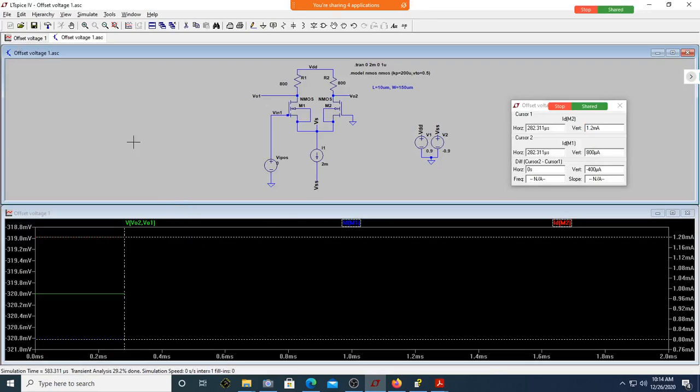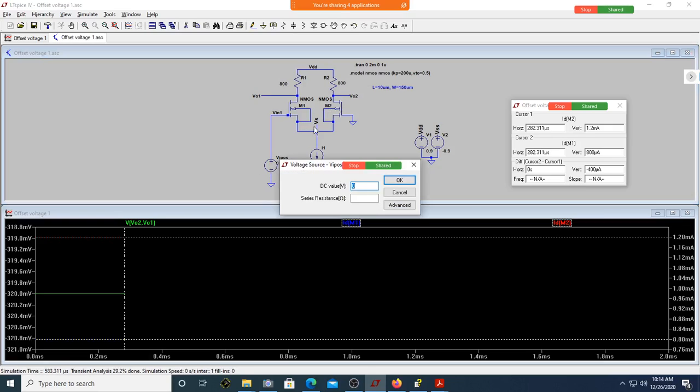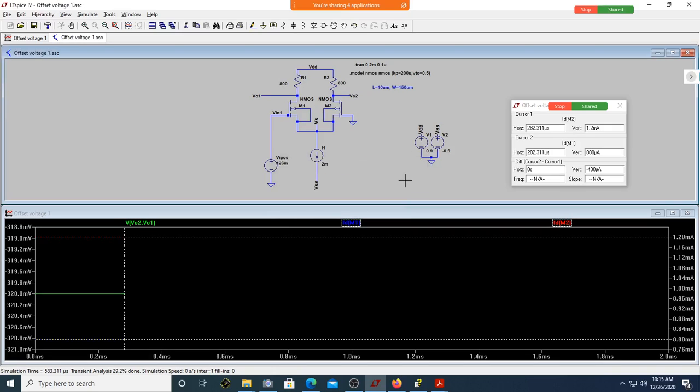How do we overcome this output offset voltage now? Applying input offset voltage exactly in the opposite polarity with the desired value. How much is the desired value? 126 millivolts. Since the output offset voltage is negative, I have to apply a positive input offset voltage. Done. I have applied 126 millivolt. Say run. Now, okay, I have applied it.